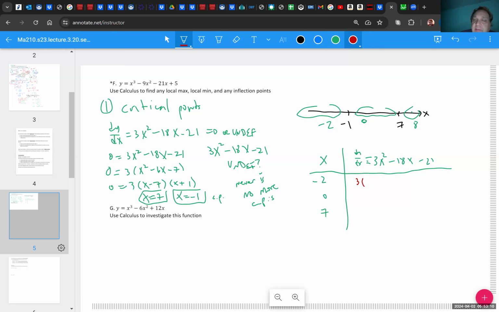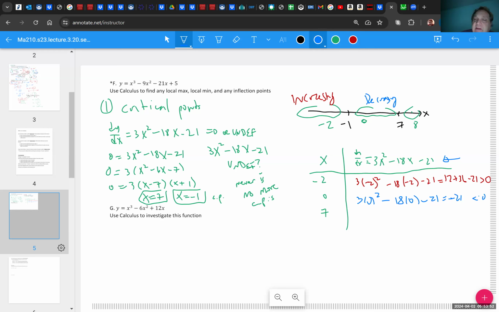I'll plug in -2 and see what I get. So I get 3 times +4 minus 18 times -2 is +36 minus 21. So this is 12 plus 36 minus 21, which is greater than 0. So we know that for the region around -2, the slope is greater than 0. So it's increasing. Then for 0, I can plug in 0 for my derivative equation. So I get 3 times 0 squared, which is 0, minus 18 times 0, which is 0, minus 21. So this is -21, which is less than 0. So this is decreasing.